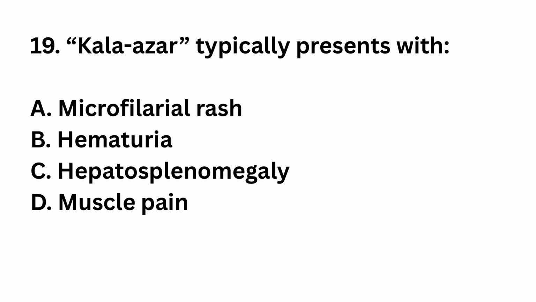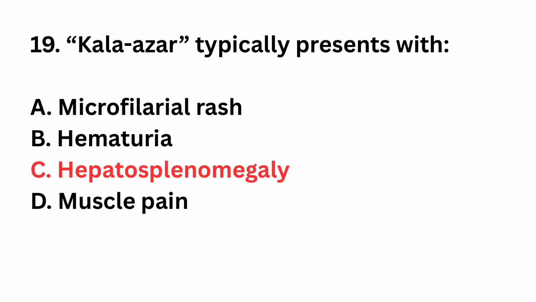Question number 19. Kala azar typically presents with microfilarial rash, hematuria, hepatosplenomegaly, muscle pain. The right answer is option C, hepatosplenomegaly. Leishmania donovani infects reticuloendothelial organs. This produces enlarged liver and spleen.